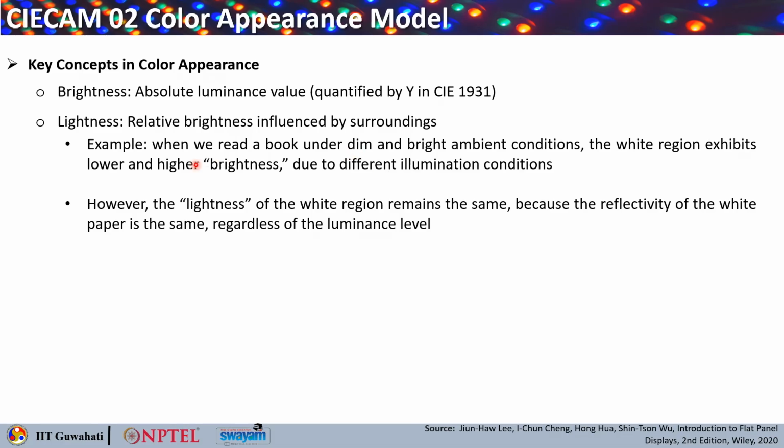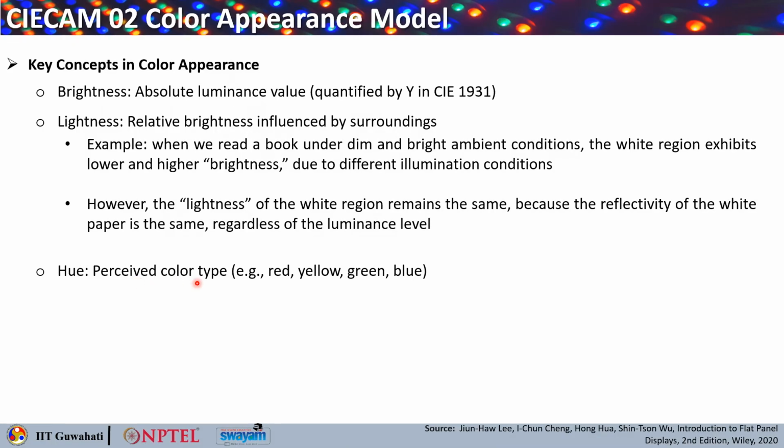So for dim light, the white background will also look less bright, and when the bright ambient light is there, your white will look brighter, right. So depending on the different illumination conditions, the white region looks different. However, the lightness of the white region basically remains the same, because the reflectivity of the white paper is the same regardless of the luminance level.